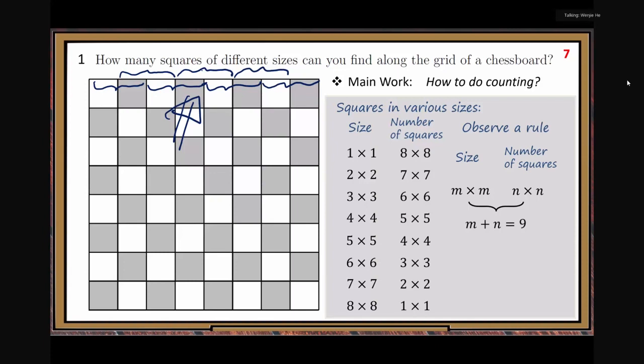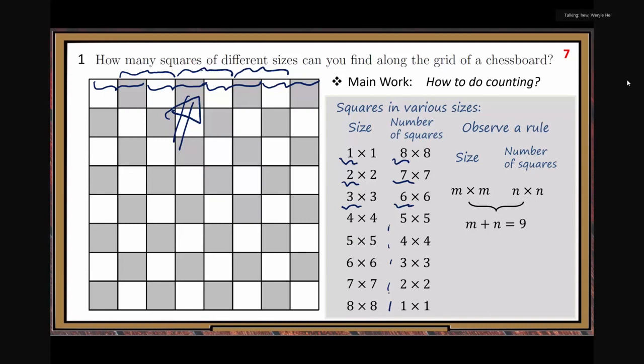m plus n equals 9, right? Can you see that? You just add those two numbers. 1 plus 8 equals 9. 2 plus 7 equals 9. 3 plus 6 equals 9, and so on. So for each row, you add up those two numbers, m and n. It's a constant, 9. How about this rule?